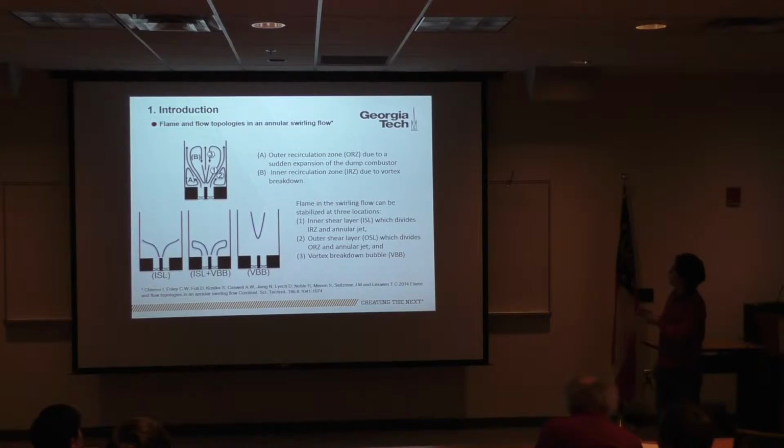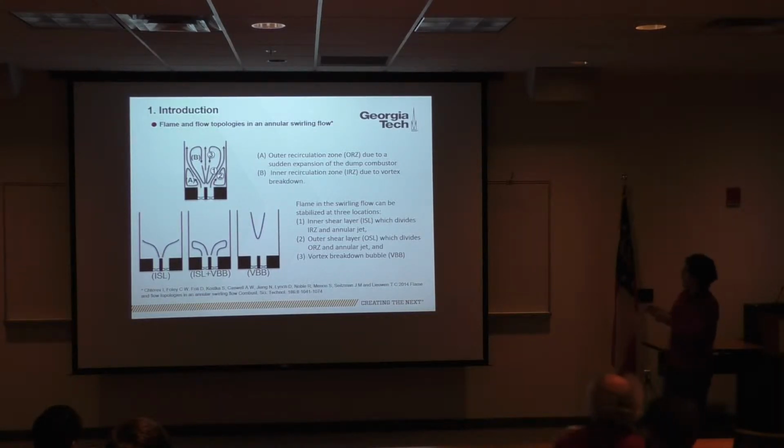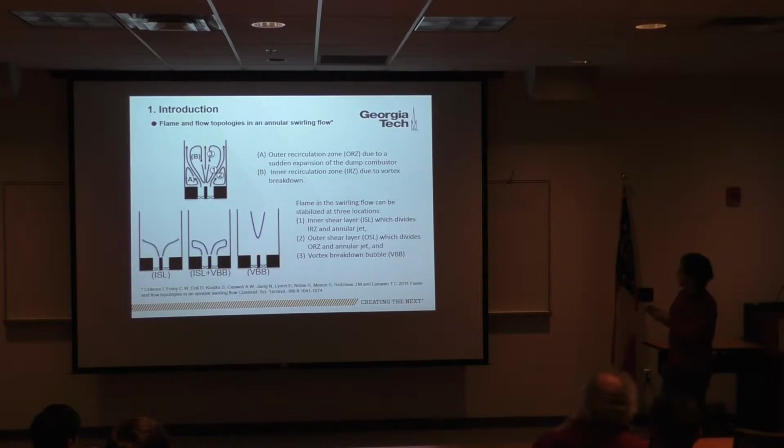due to vortex breakdown. Flame in the swirling flow can be stabilized at 3 locations. Number 1, the inner shell layer, which divides the inner recirculation zone and the annular jet; number 2, the outer shell layer, which divides the outer recirculation zone and the annular jet; and number 3, the vortex breakdown bubble.